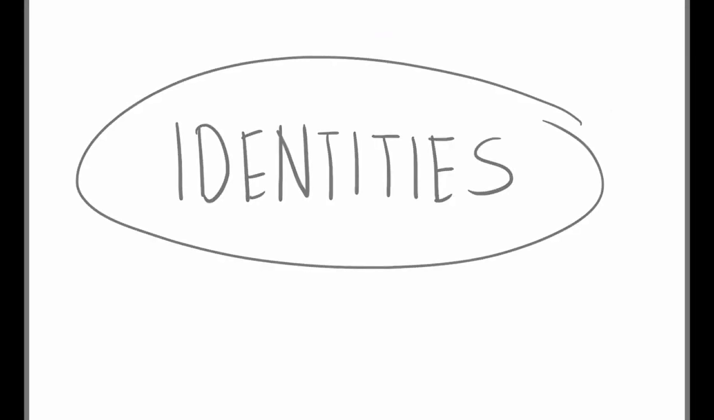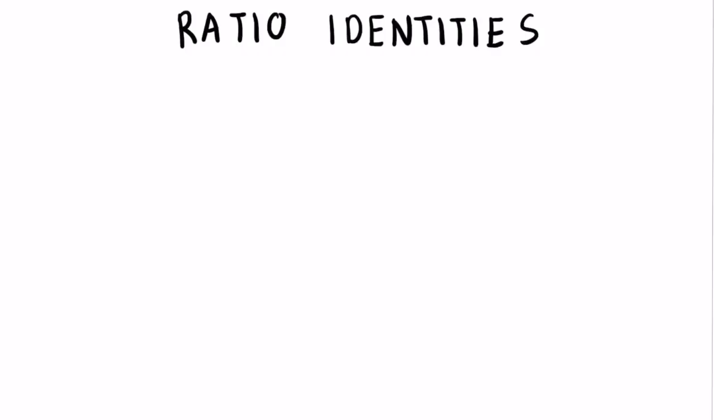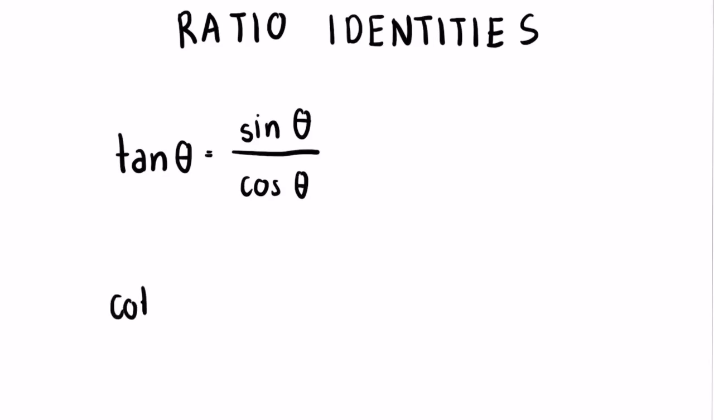For today's topic, we'll be tackling identities and we'll be showing you examples to expand your knowledge about this topic. But before that, let's familiarize ourselves with the ratio identities, reciprocal identities, and the Pythagorean identities to make this process a lot easier. For our ratio identities, we have tangent theta is equal to sine theta over cosine theta, and cotangent theta is equal to cosine theta over sine theta.